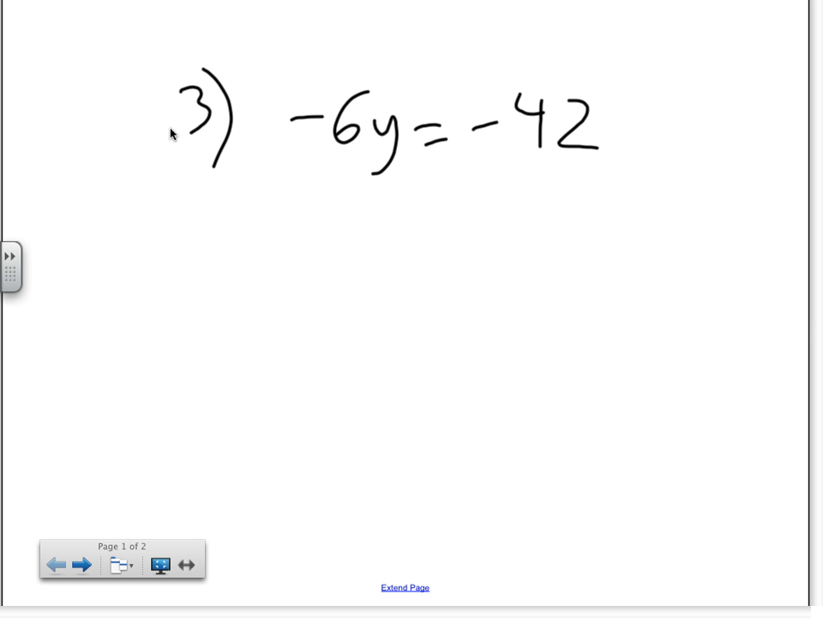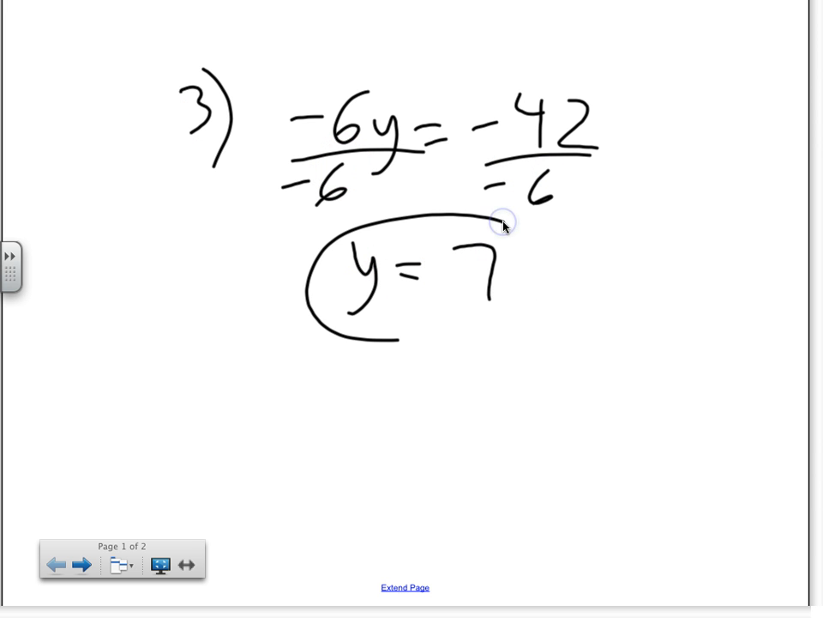How do I solve for y? Divide by -6 on both sides. Notice I'm not moving anything. I'm just getting rid of a coefficient, -6. We only have two options, divide or multiply. So in this case, divide. It's going to be positive 7. Very good. Done.